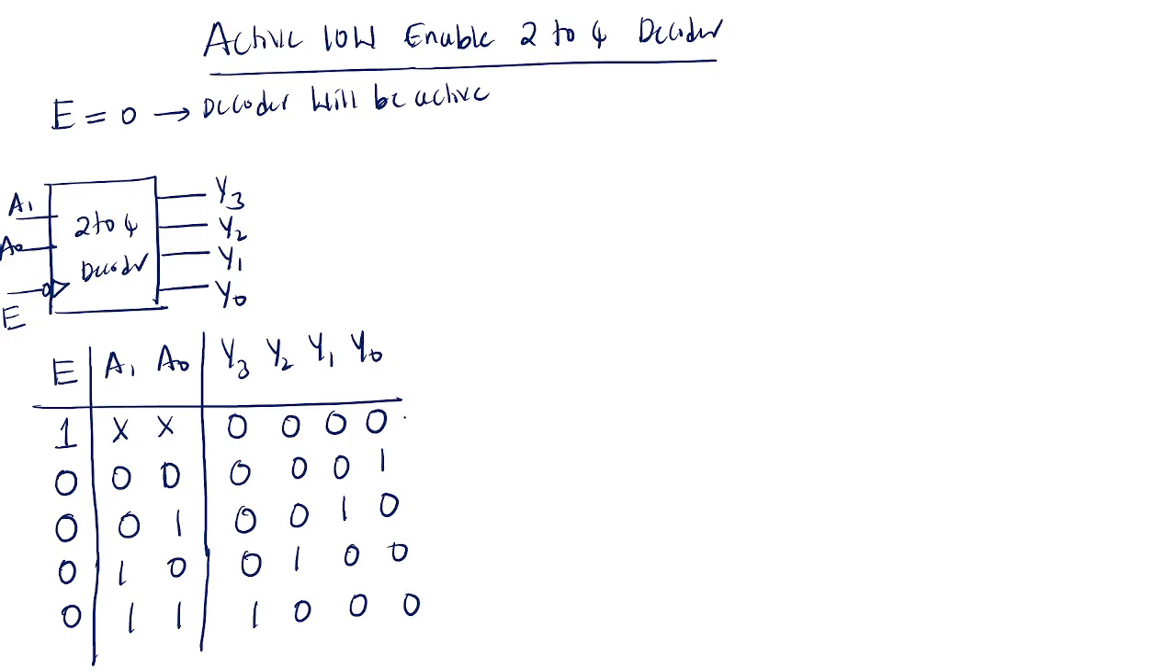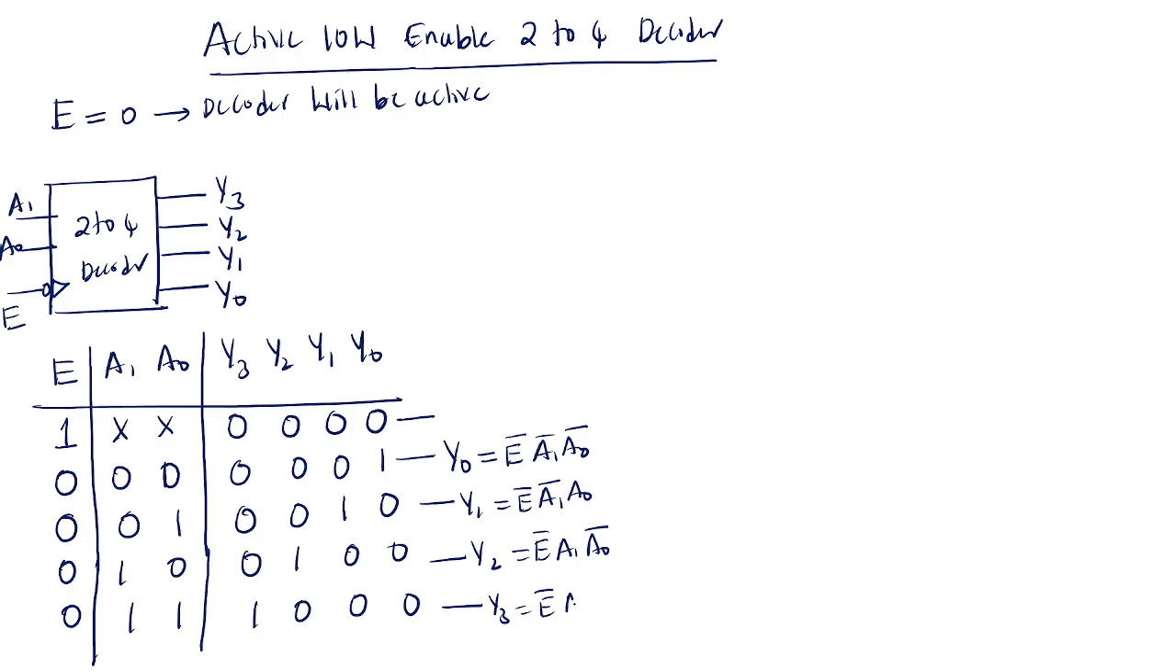So what may be the expressions? Y0 equals E bar A1 bar A0 bar. Y1 equals E bar A1 bar A0. Y2 equals E bar A1 A0 bar. Y3 equals E bar A1 A0. Okay, so you can draw the logic diagram.